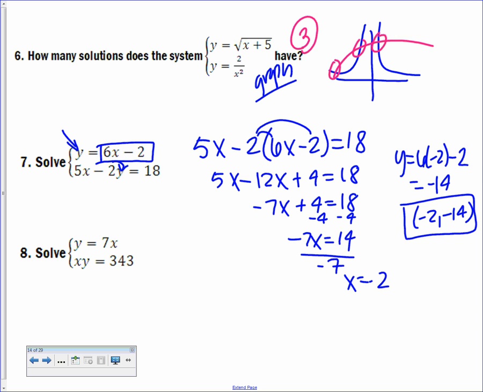Okay, let's try 8. It is kind of set up the same way. So I could substitute 7x in for y down here. So that would give me x times 7x equals 343. Just remember, x times 7x is 7x squared.